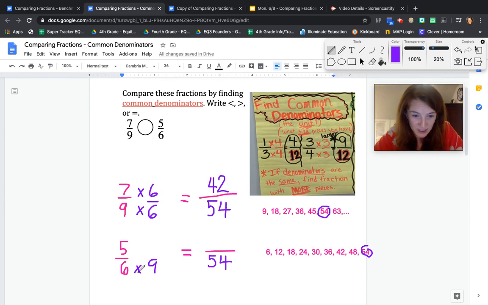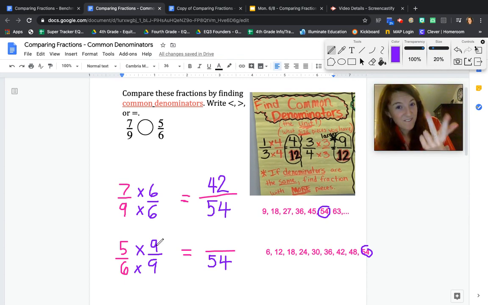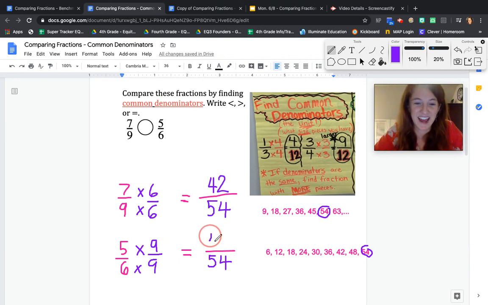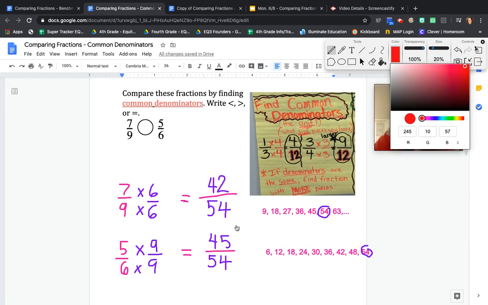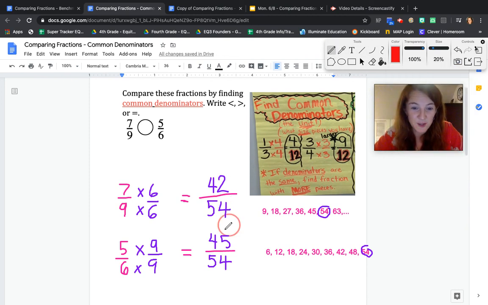Okay? Whatever I do on the bottom here, you have to do on the top, or it's not equal. Again, down below here, we have to multiply by a fraction that equals 1 whole. Otherwise, this won't be equal. 5 times 9 then is 45. Aha! Now that I have equal denominators, it's really easy to compare to see which is bigger. They both are broken into 54ths, so 45 is bigger than 42, so that means 5/6 is bigger than 7/9. So I can fill in.